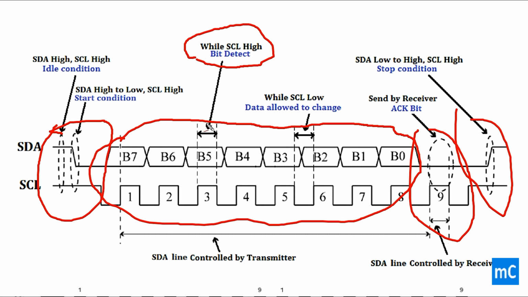While SCL is high, this bit is detected. While SCL is low, data is allowed to change from 0 to 1 or 1 to 0. This ACK bit is sent by the receiver by pulling it low when the clock is high, and this is the stop bit, that is SDA low to high when SCL is high, that is the stop condition.